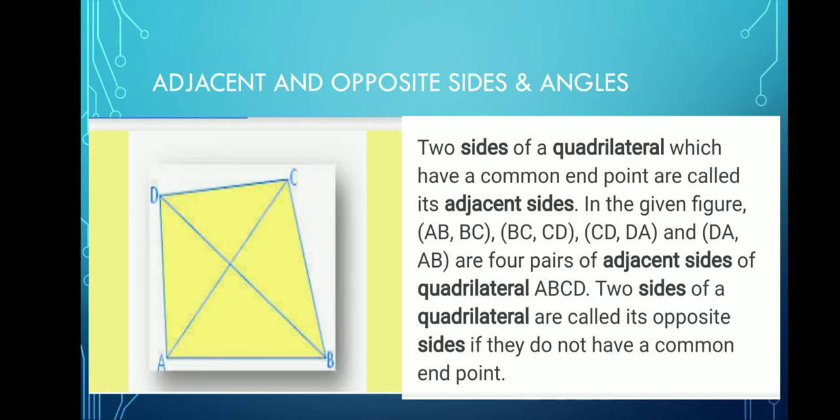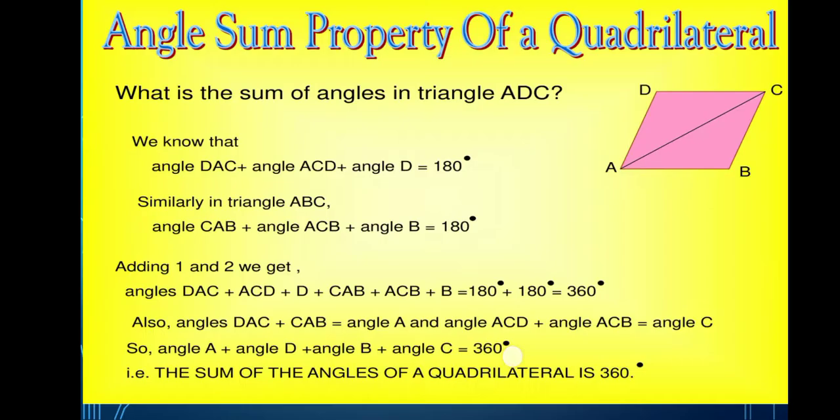The same way is the angle. Adjacent angles are angle A and angle B, angle B and angle C, and angle D and angle A. These are adjacent angles, and opposite angles are angle A and angle C, and angle B and angle D. Now this is what you have been learning since class 6, that the sum of angles of a quadrilateral is 360.